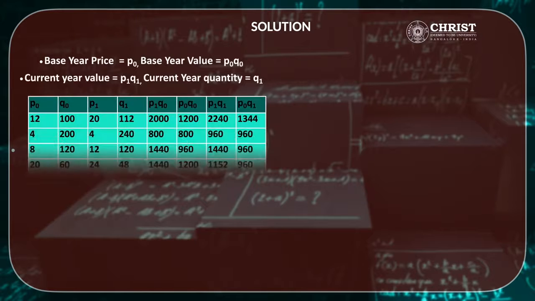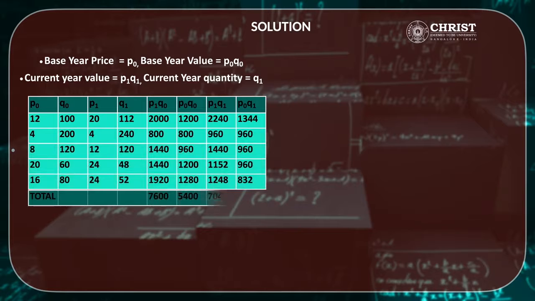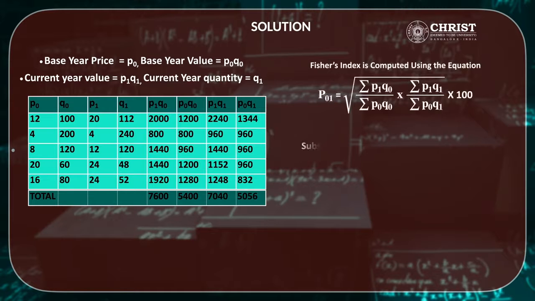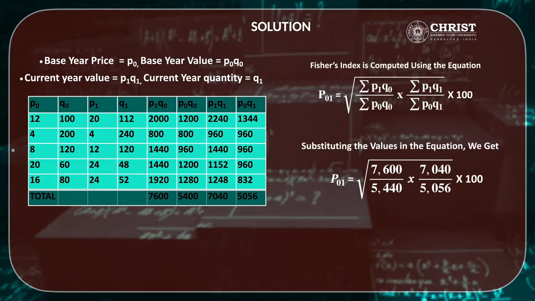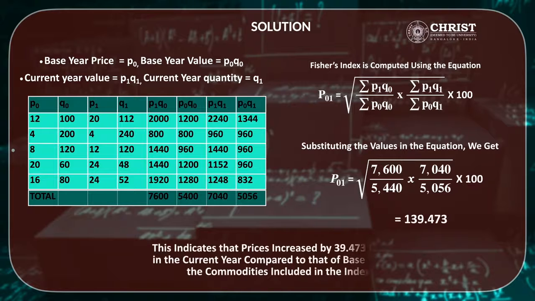P1 Q0 value is 7600, P0 Q0 is 5440, P1 Q1 is 7040, P0 Q1 is 5056. Now we have to substitute the values in the equation. You will get the index value as 139.473. So that means the prices in the current year increased by 39.473% compared to that of base year for the commodities included in the index.